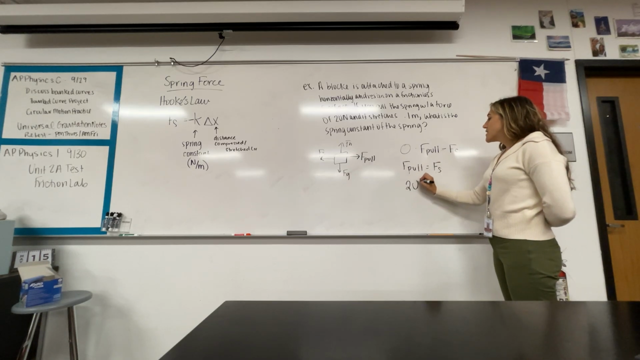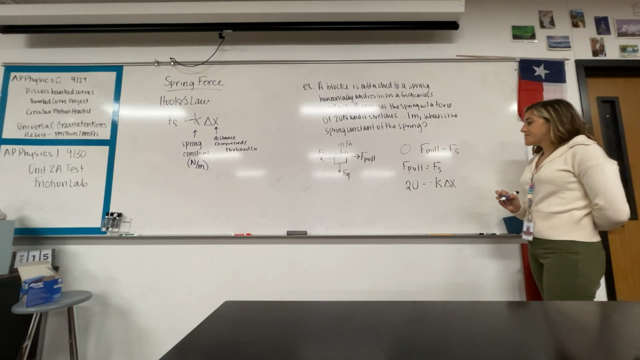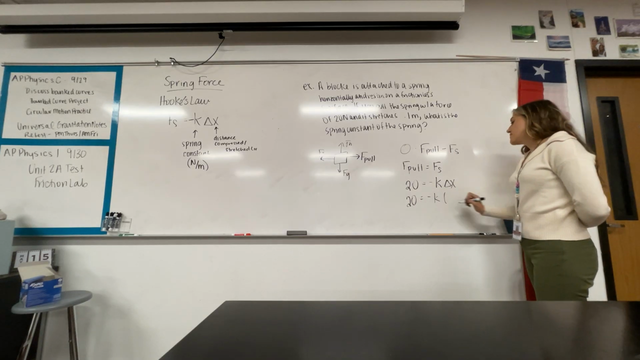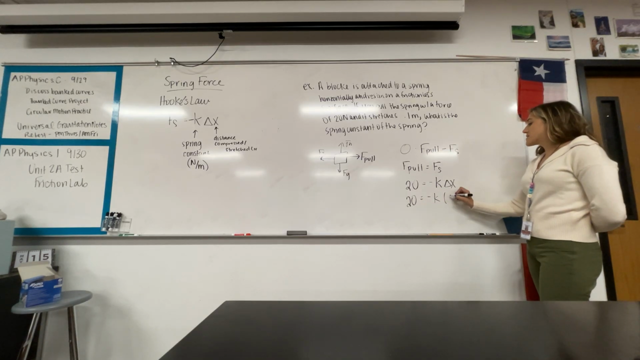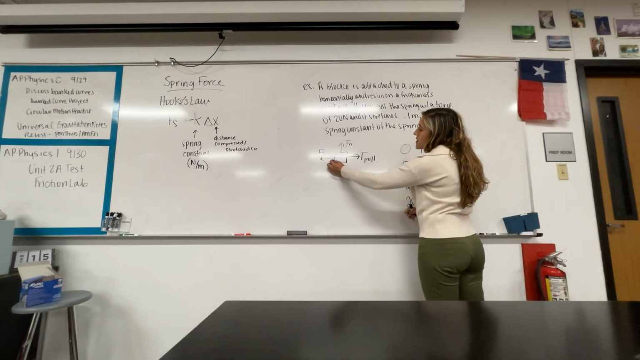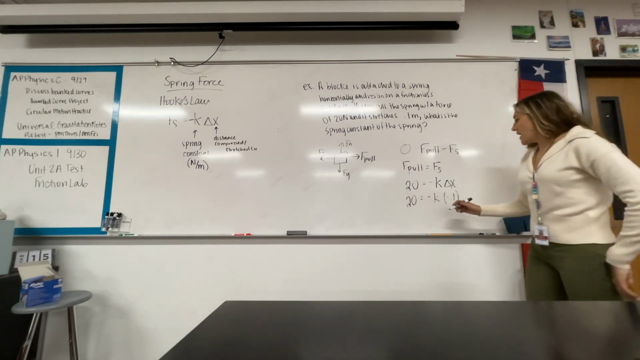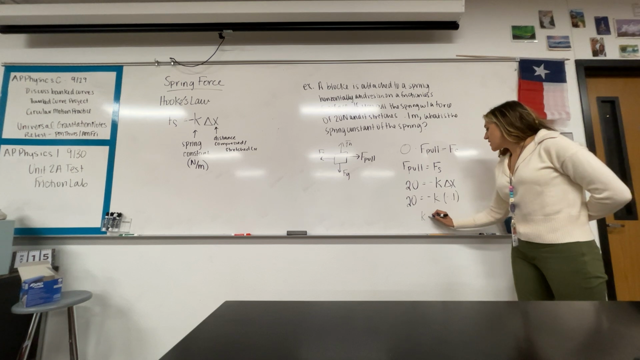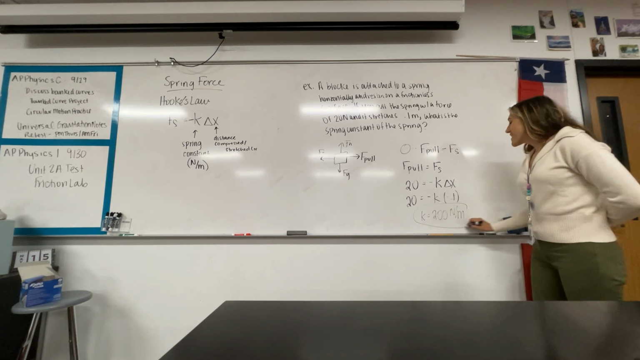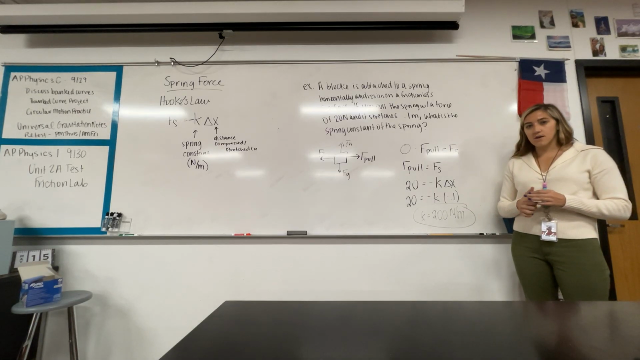So 20 is equal to negative K times delta X. If this is negative, then that means I must have stretched it a length in the negative direction. That makes sense. I've stretched it. That's going to be a positive. So then K is equal to 200 newtons per meter. K is always constant. No matter what you do, K is always constant.